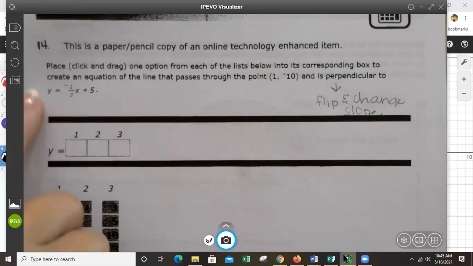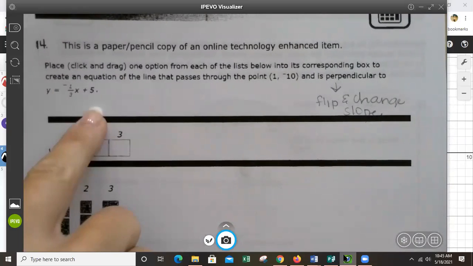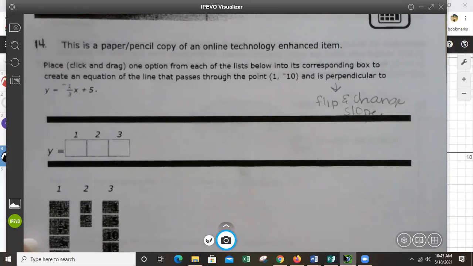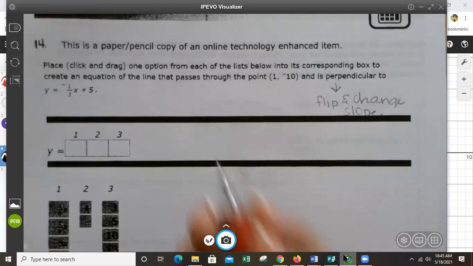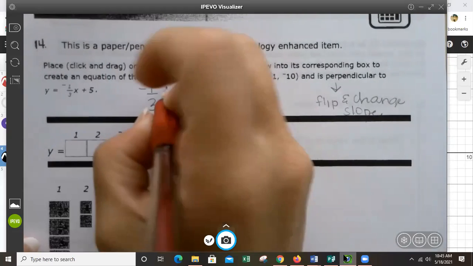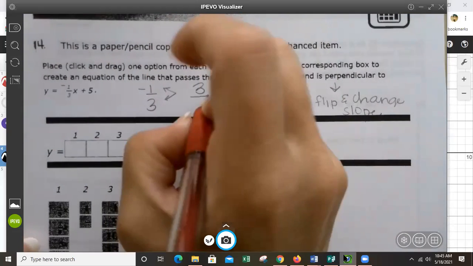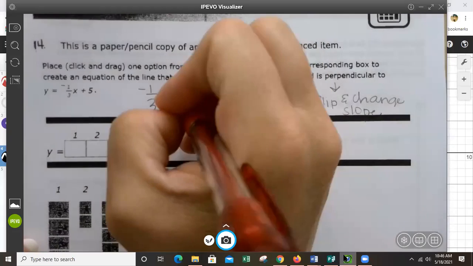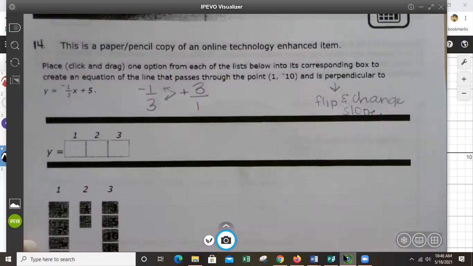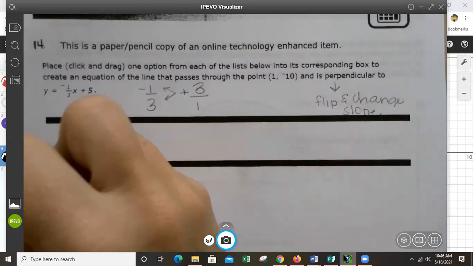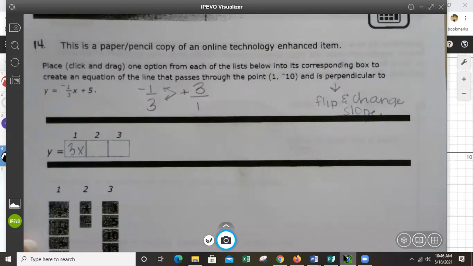So look at this equation right here. What is your slope in this equation? One is your slope and one is where it starts. Which one is your slope? Guys, we should know this. We've been doing this since the beginning of the year. -1/3. We're going to flip it over. And we're going to change the sign to positive. So your new slope should be a positive 3x. Everybody good?